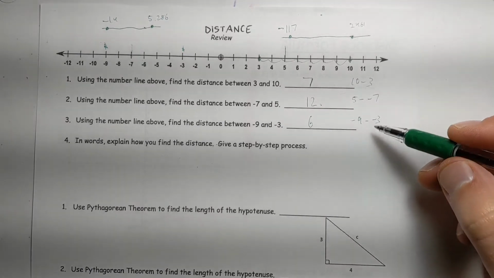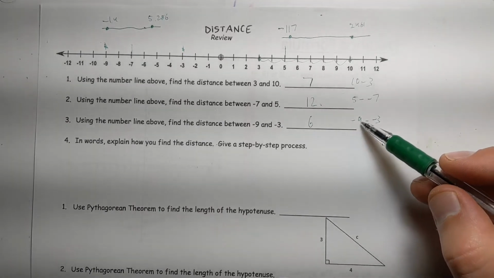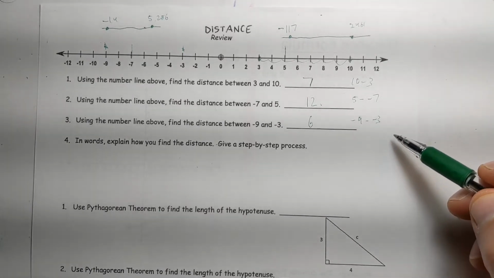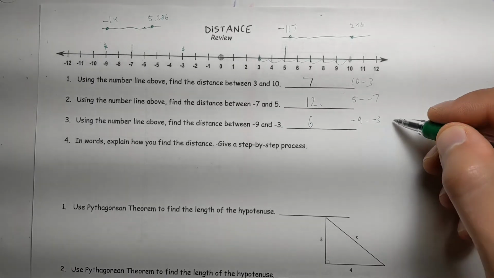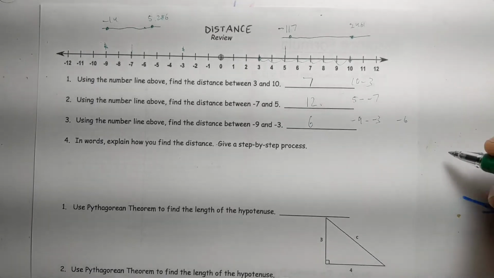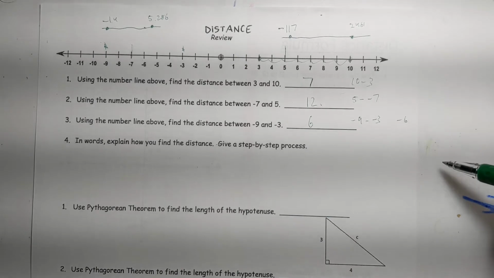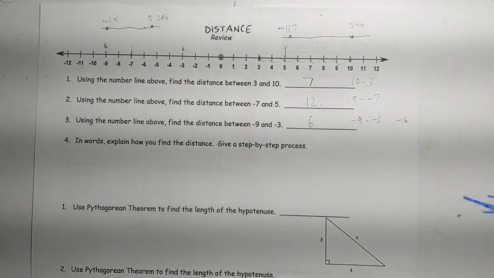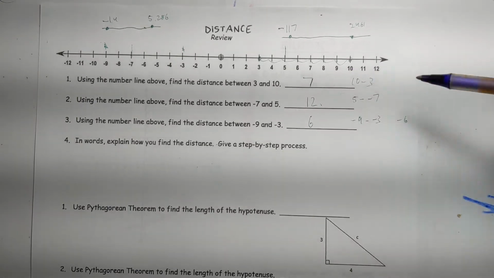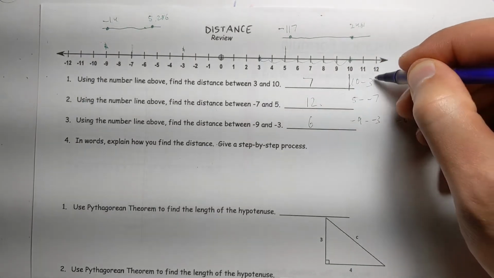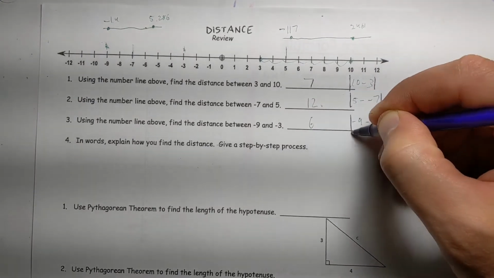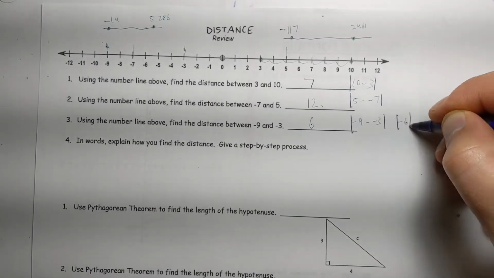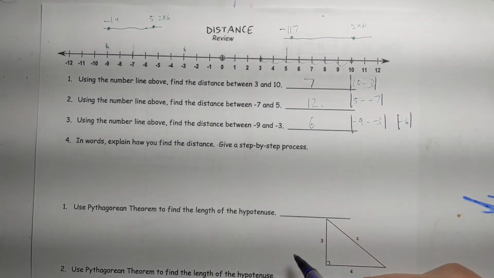Now some of the smart students are going to say, Mr. Kuhne, -9 minus -3, that's actually -6, Mr. Kuhne. It's not 6. And you are correct. Because what we actually need to do, because distance is always positive, we're going to throw some absolute values around these. Absolute value of -6 is 6.